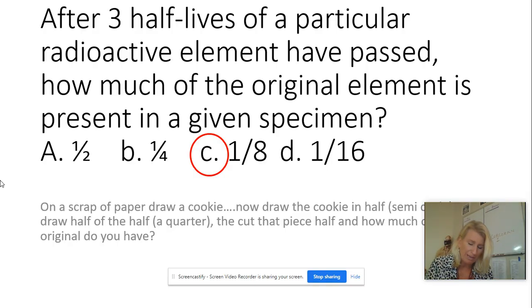So I'm super visual. I have to draw things all the time. I hope that you understand that. If you don't, let me know.